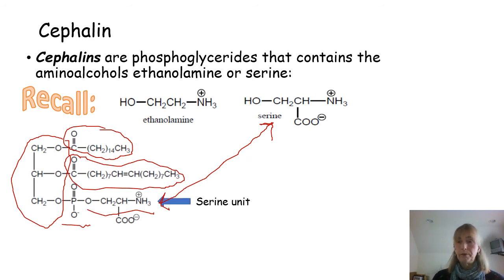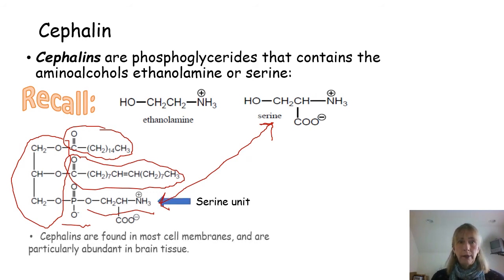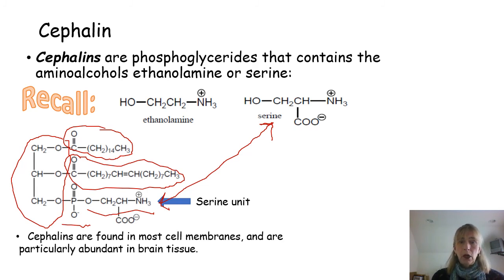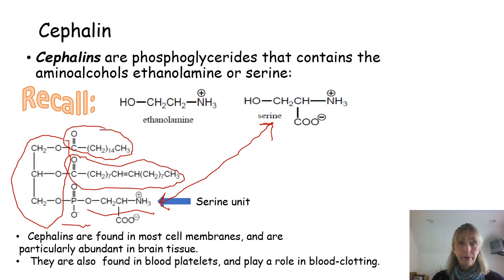So where do we find them? Cephalins are found in most cell membranes, and they're particularly abundant in brain tissue. We also find them in blood platelets. As a matter of fact, they play a role in the blood clotting process.